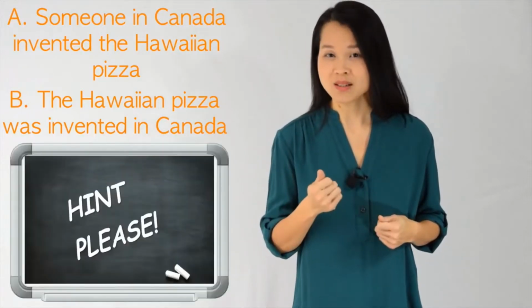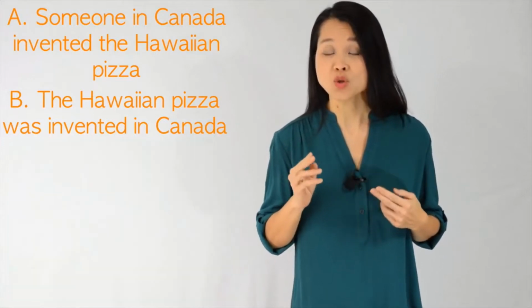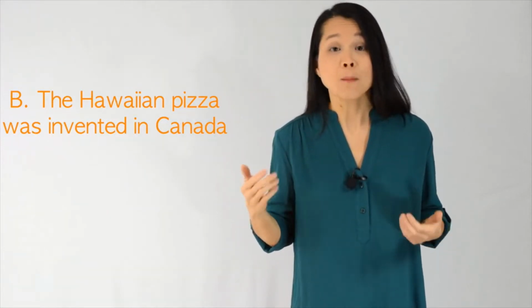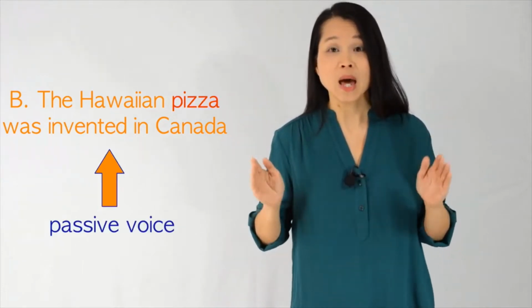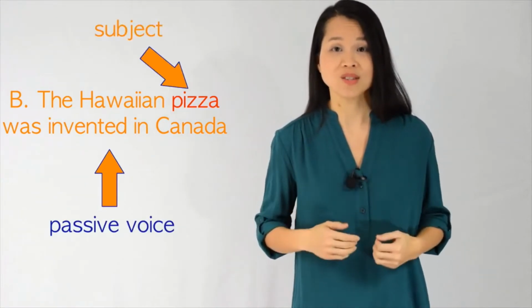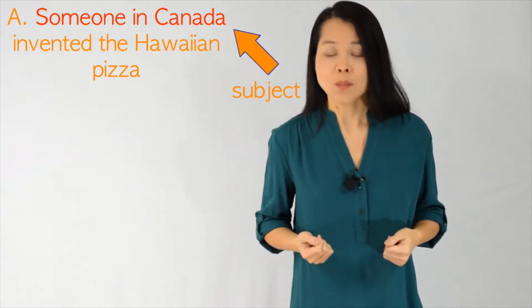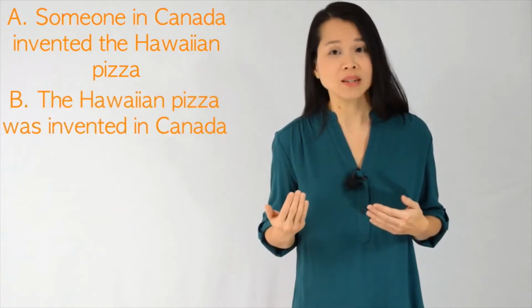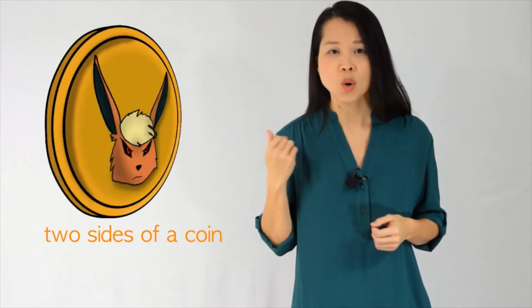I'll give you a hint. Which sentence emphasizes the topic of those two sentences? It's B. B is in the passive voice. It highlights the pizza and puts it as the subject of the sentence. And sentence A is in the active voice. It emphasizes that someone in Canada as the subject. Both convey a similar idea, but in different ways from different perspectives. It's like two sides of a coin.